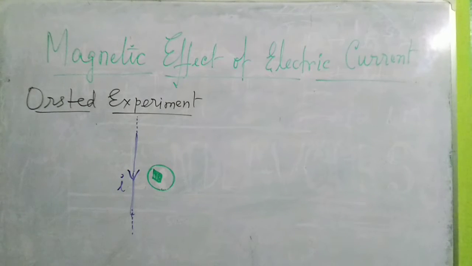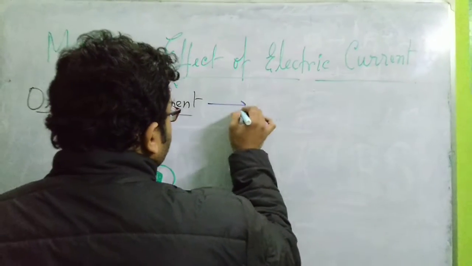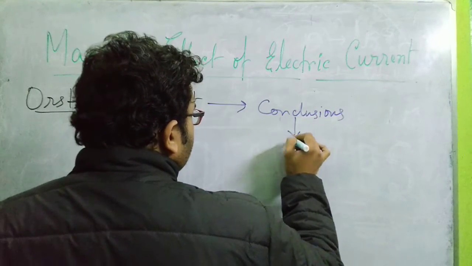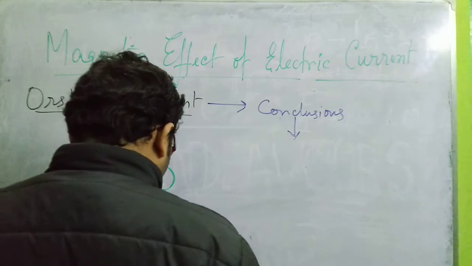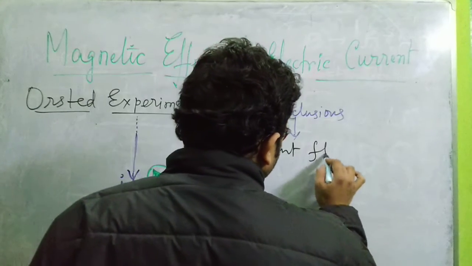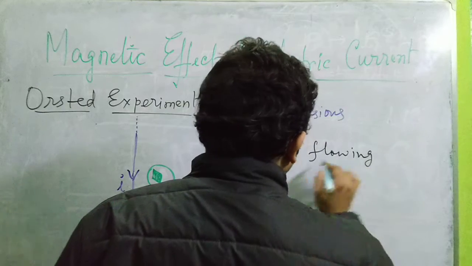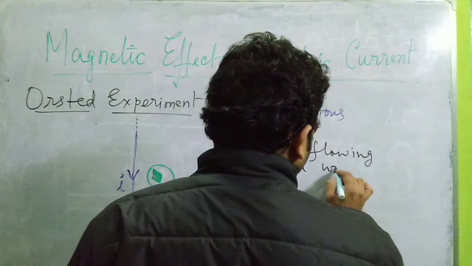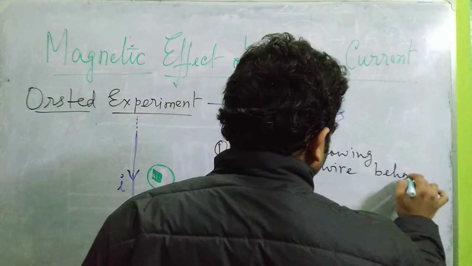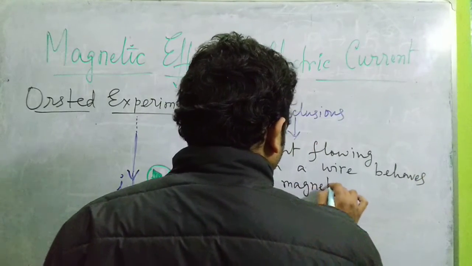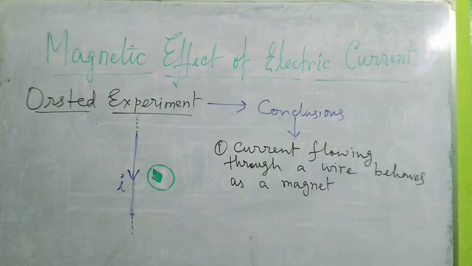Now from this Ørsted experiment, what could be concluded? What are the conclusions that can be drawn? First of all, whenever current flows through a wire, it behaves as a magnet. First thing: current flowing through a wire behaves as a magnet.